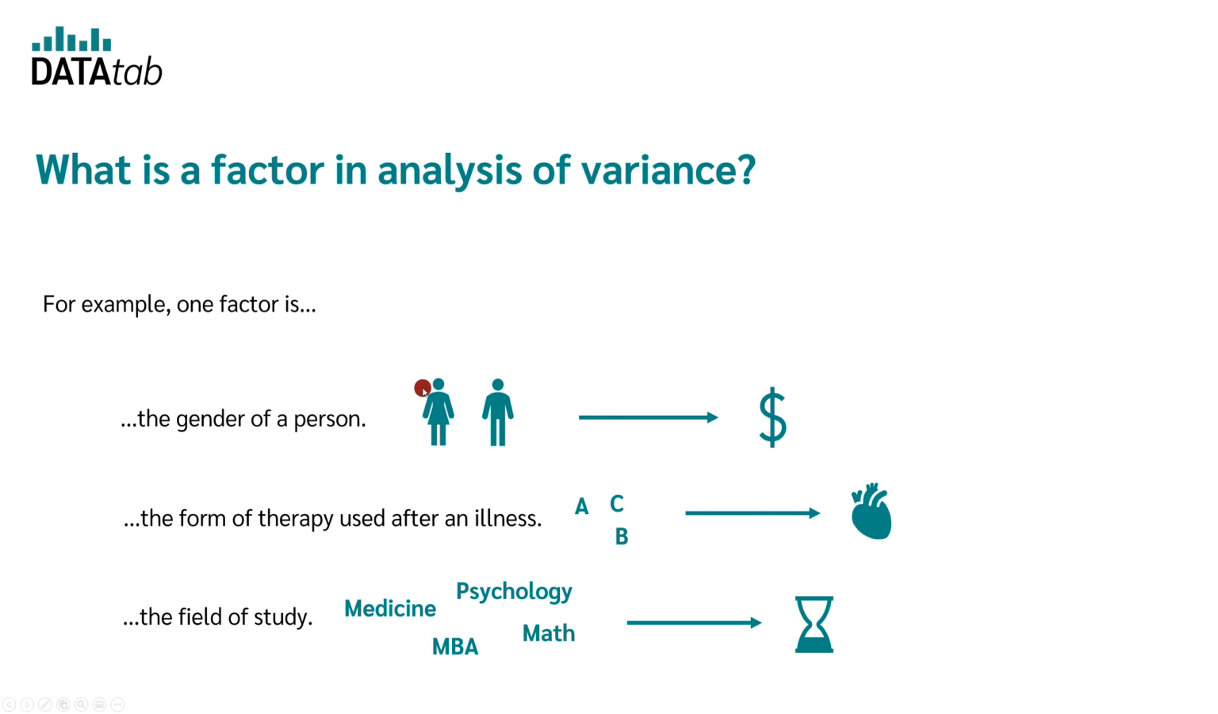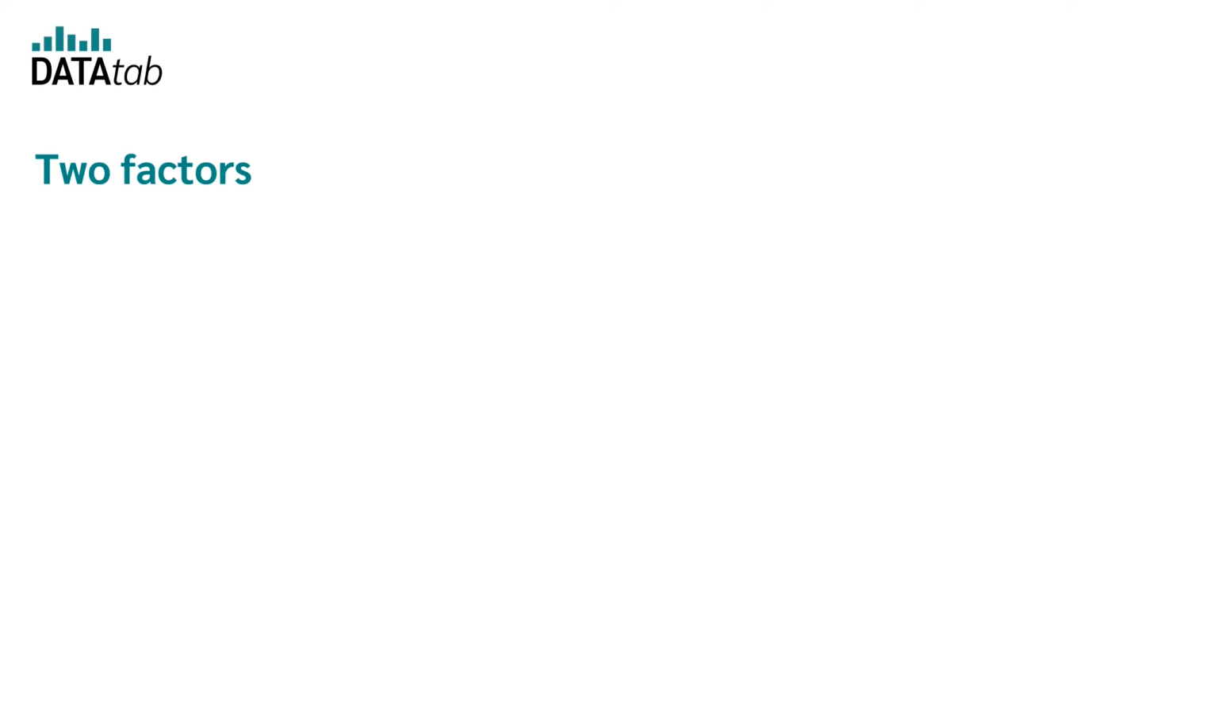You're right if you say, well, in the first case we have a variable with only two categories, so of course we could use the t-test for independent samples as well. Now, of course, you may say, but I have another categorical variable that may also have an effect on the dependent variable, and I want to include that variable as well.